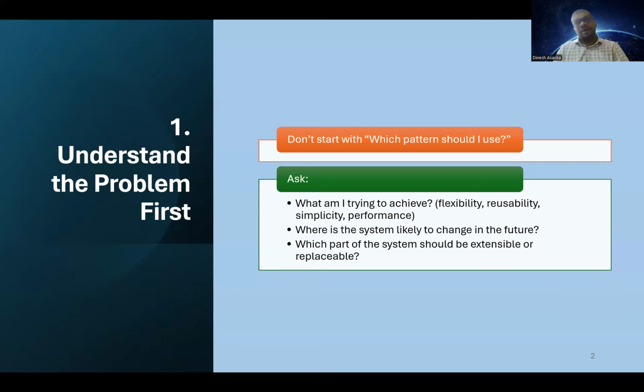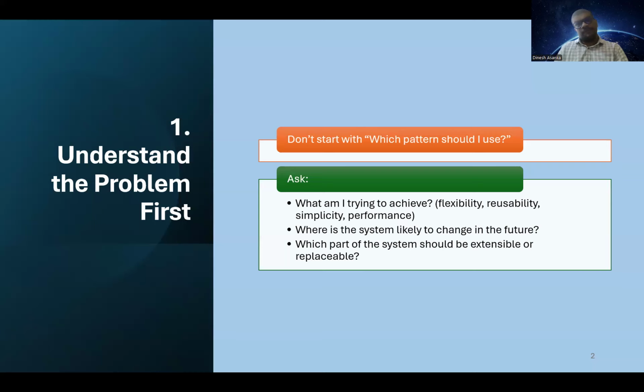First important thing is you need to understand your problem first. Don't straight away go and try to find what design patterns we should use. Instead, analyze your problem. You go and see what you are trying to achieve. What is the flexibility you can provide? What are the reusability features that you can provide? Look at the simplicity of your solution, performance of your solution.